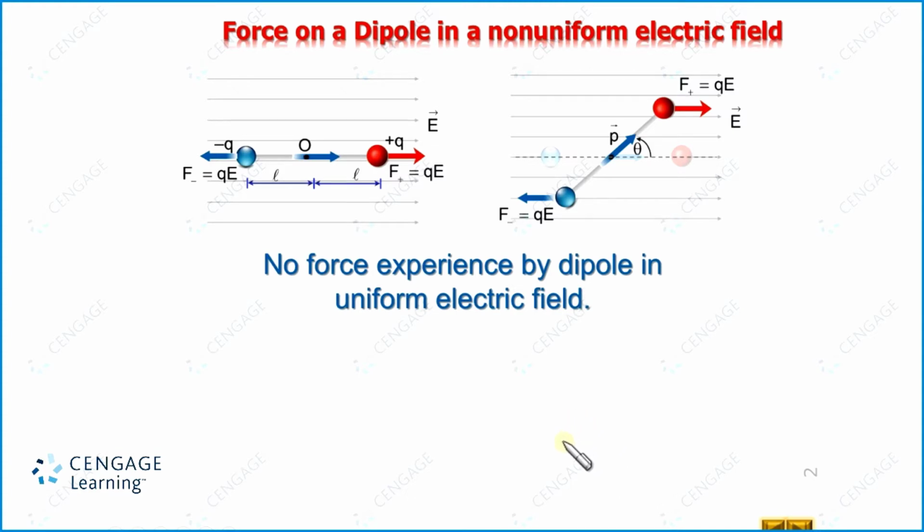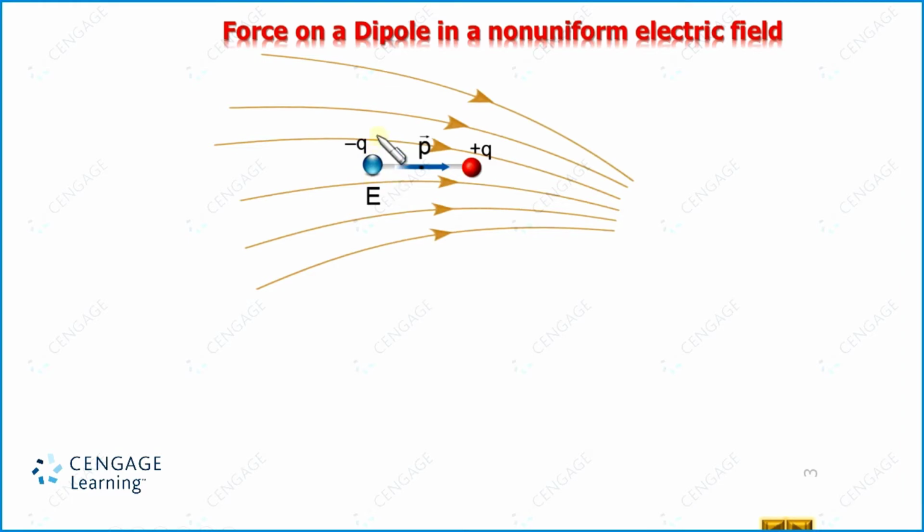Now let us place the dipole in non-uniform electric field like this. You can observe here at the position of the negative charge, the density of the electric field lines is less, and at the position of the positive charge, density of the electric field lines is more. That means the electric field intensity at the position of the positive charge is greater than the intensity of the electric field at the position of the negative charge.